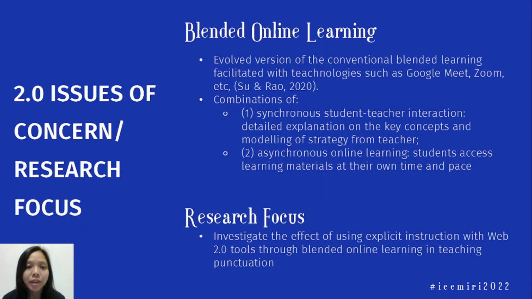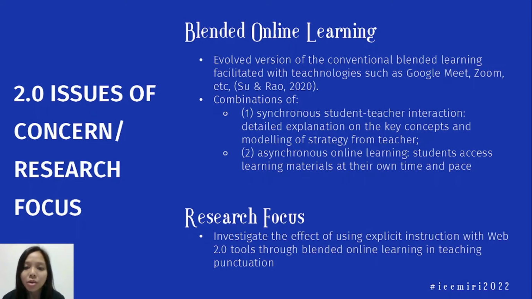So how do I combine these 2 elements of technology and explicit instruction? It can be done using blended learning. However, in our pandemic situation, the conventional blended learning with teacher and student interaction in the physical classroom will be evolved with facilitation by technologies such as Google Meet, Zoom, etc. So it is actually a combination of synchronous student-teacher interaction where the teacher will discuss detailed explanation on the key concepts and modeling of a strategy.